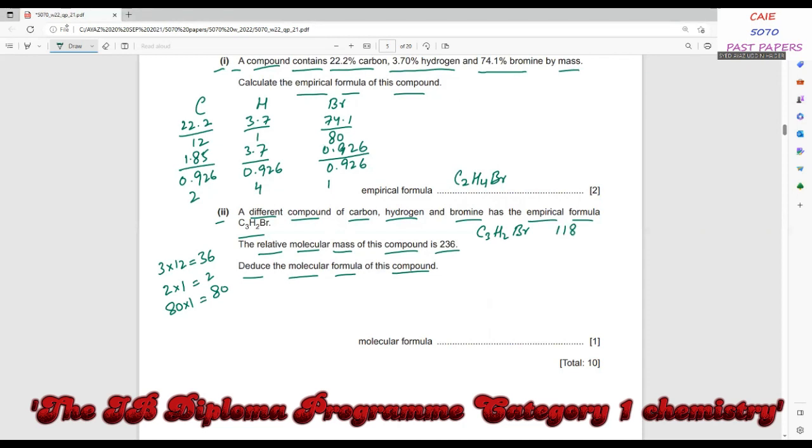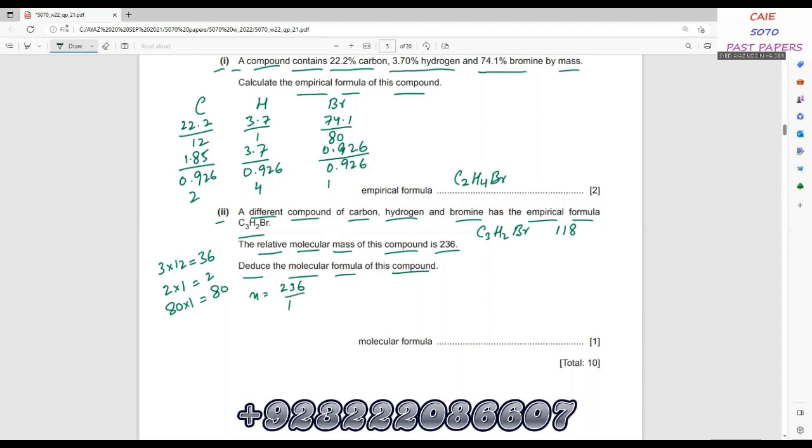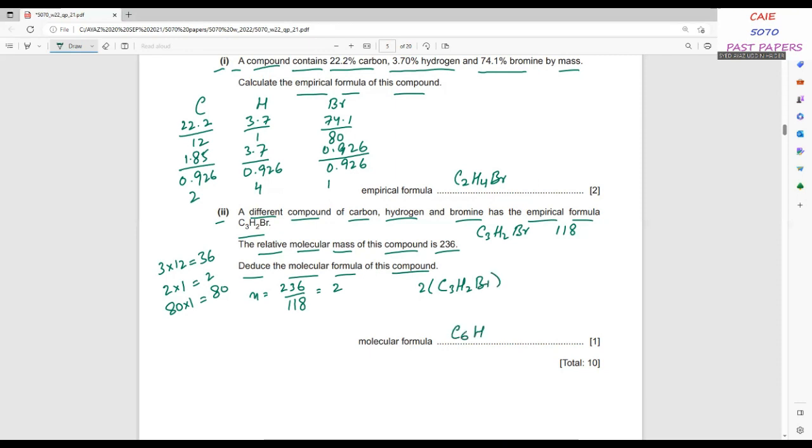Now we will divide the 236 by 118 to get the value of n. n is equal to 236 divided by 118. 236 divided by 118, you will get 2. So we'll multiply 2 by each number of atoms in this formula. 2 multiplied by C3H2Br. So final molecular formula would be C6H4Br2.